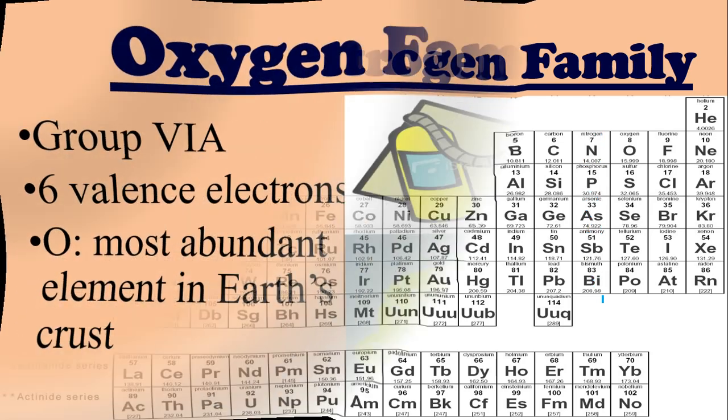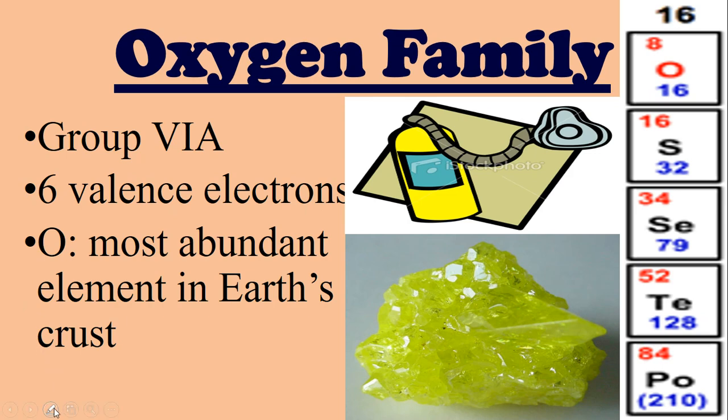The oxygen family, right? The oxygen family is group 6A and it has 6 valence electrons. Oxygen is the most abundant element in Earth's crust. You also have some other ones like sulfur. Neat trick, if you have solid sulfur and you hold it in your hand near your ear, you can hear it crackle as it expands from the heat of your hand.